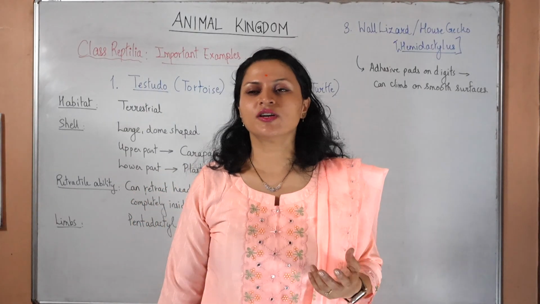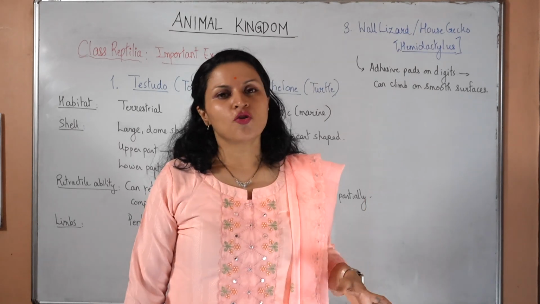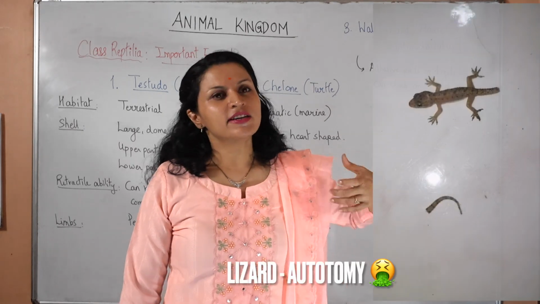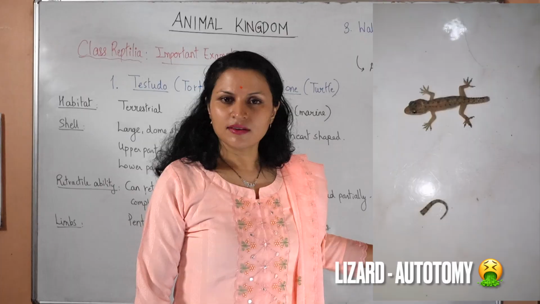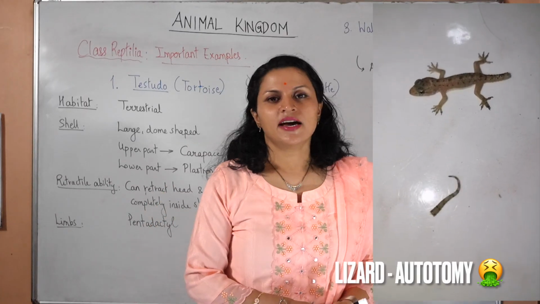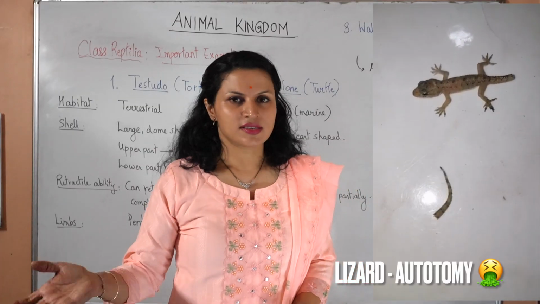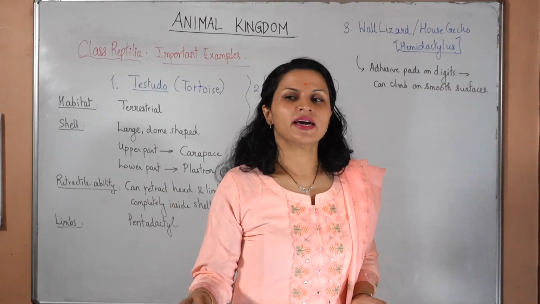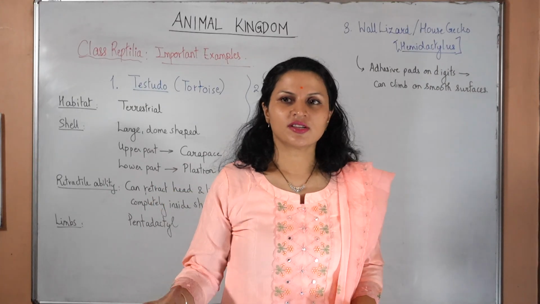Then you must be also knowing about its power of autotomy, wherein it just voluntarily removes its tail and the tail will just keep wriggling at a place and will confuse the predator, and meanwhile the lizard is able to escape. It's called the power of autotomy, and it also has the power of regeneration as well.